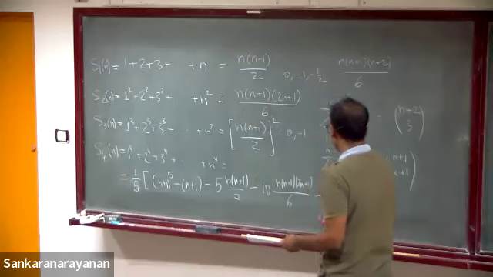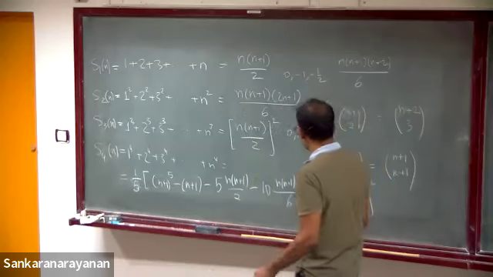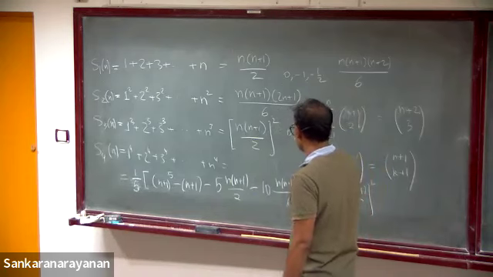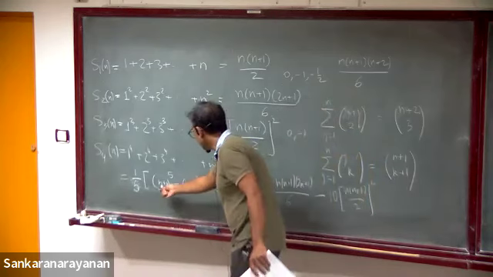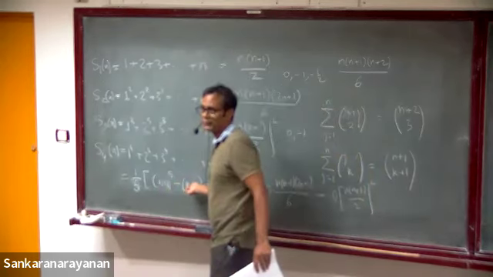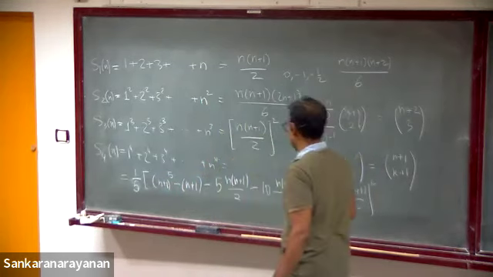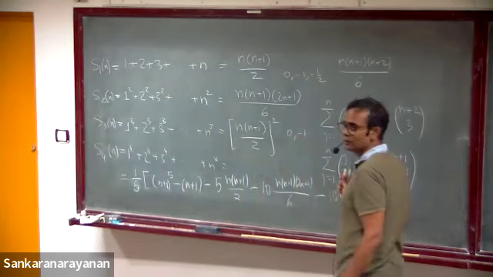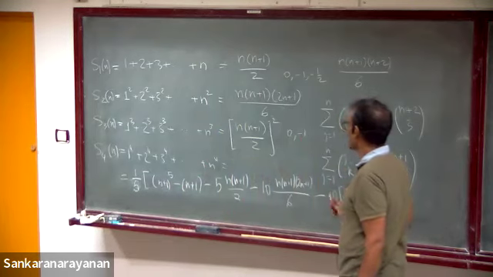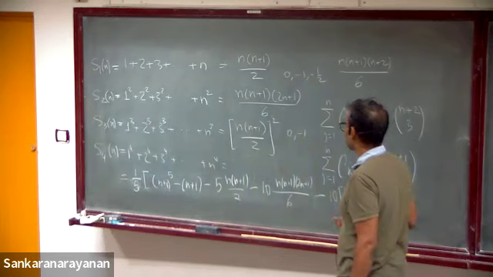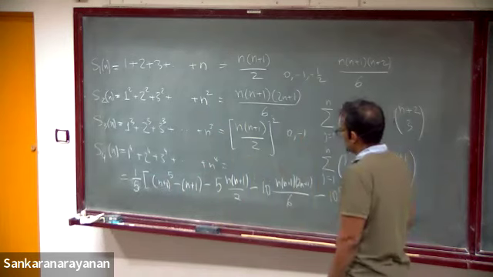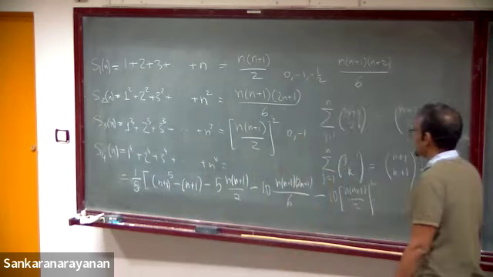Minus 1 is always a root. It's clear from this expression. And 0 is always a root is also clear, because here you have n plus 1 to the 5 minus n plus 1. So 0 is always going to be a root.